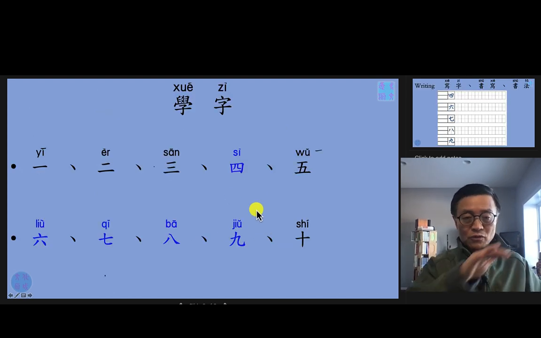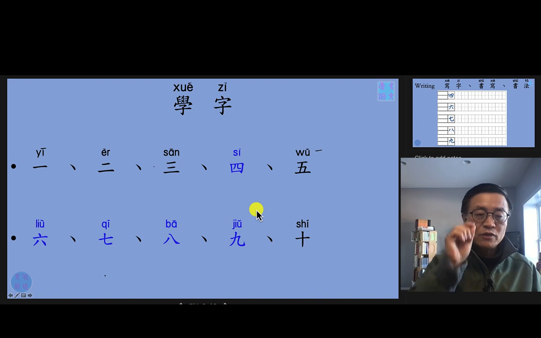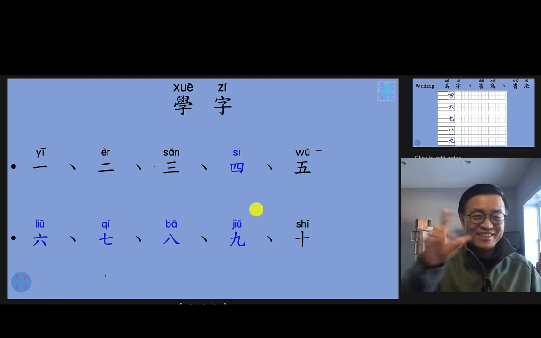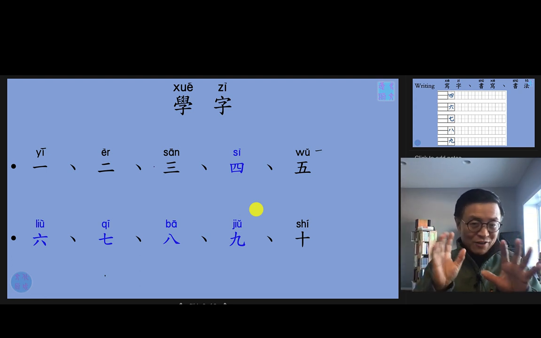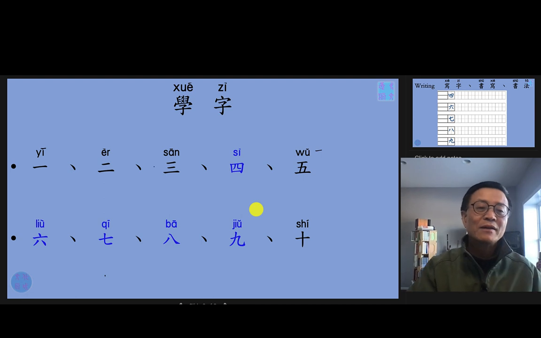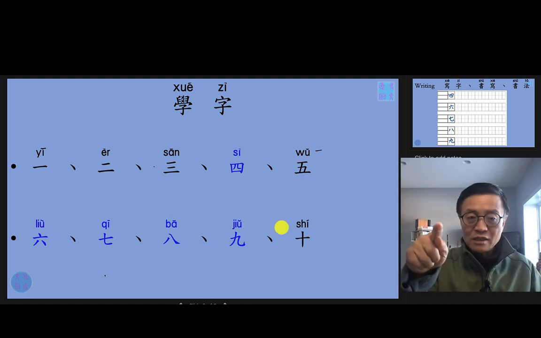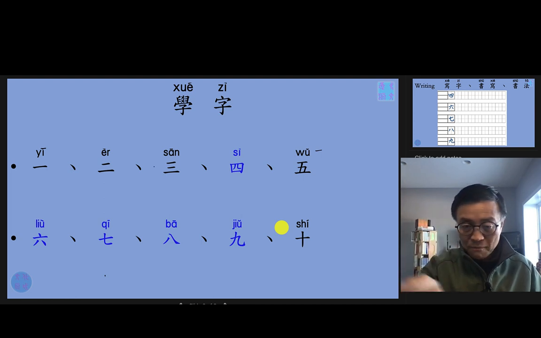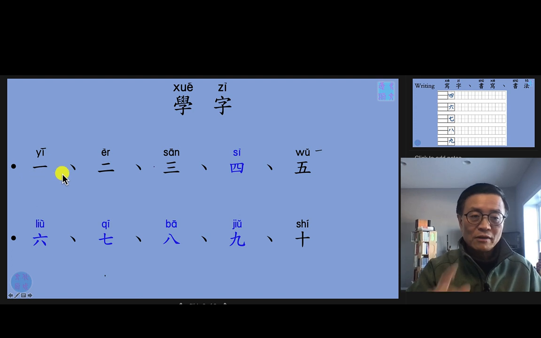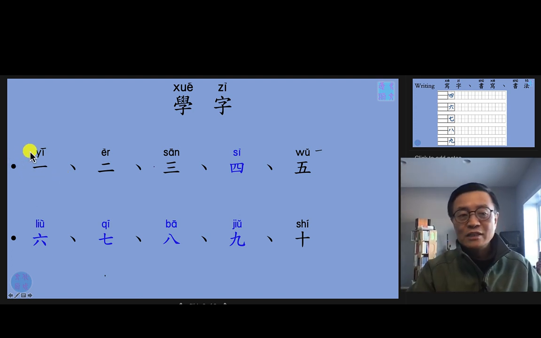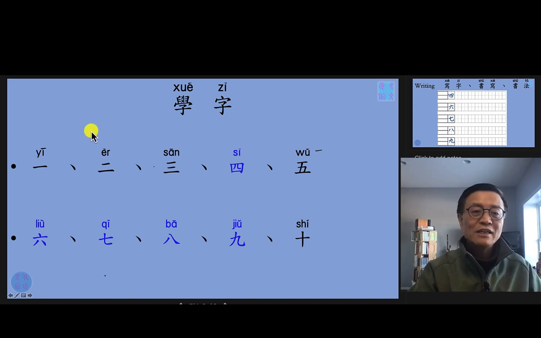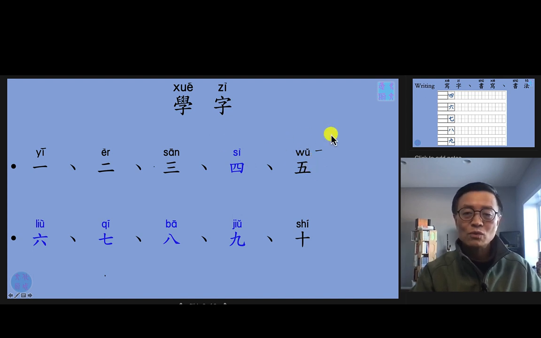Now, follow me to read this along. Each character, every 字, we will repeat 3 times. So I'm going to incorporate Chinese and English together. You get more and more Chinese. We're going to read from 一 到 十. Every 字, pay attention to the tone. 一, 一, 一, 二, 二, 二, look at my cursor, the direction. 三, 三, 三. 四, 四, 四, 五, 五, 五.